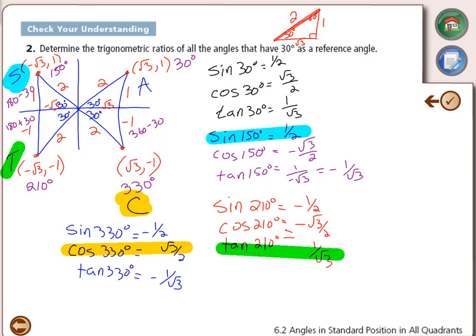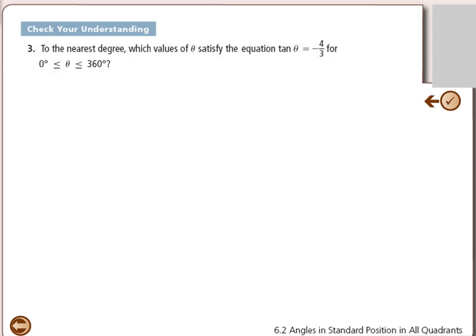Most questions are not going to ask you all of this. That's a lot to ask. They're going to be more like the next question. So question number 3. To the nearest degree, which values of theta satisfy this equation? Tan is negative 4/3. We've got to use that CAST rule. So we're going to start by drawing. So step 1, sketch it.